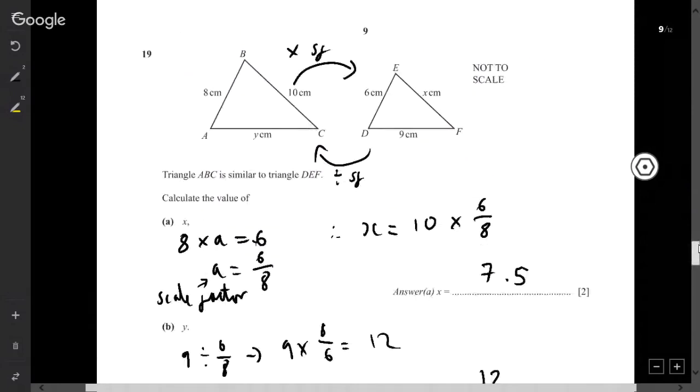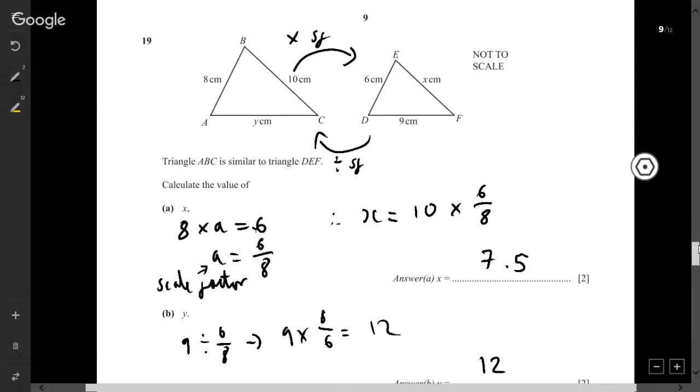Okay, question 19. Triangle ABC is similar to triangle DEF. Okay, good. So calculate the value of x. Here is x. First thing we want to do is find the scale factor. So these triangles are very similar. Simply, they've just been multiplied by something to make each other. So we need to find the scale factor. I'm going to call the scale factor A for ease.